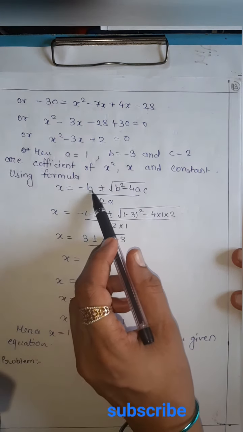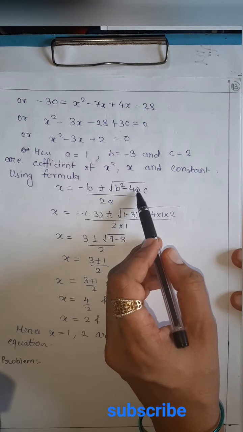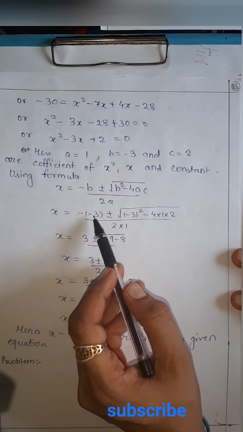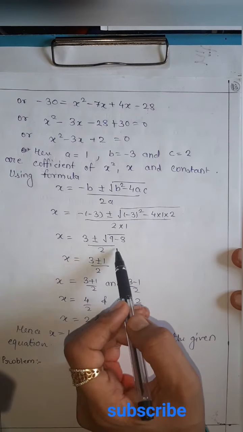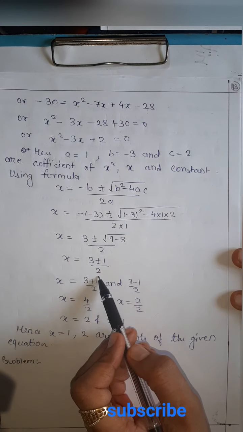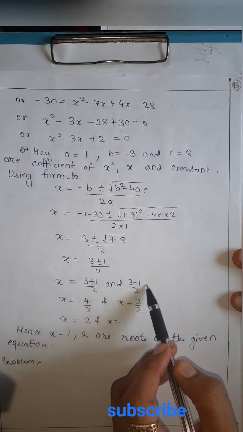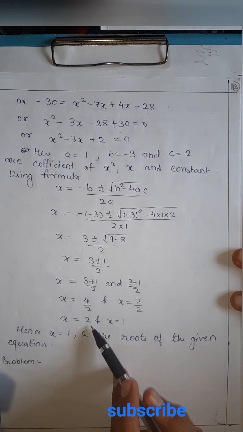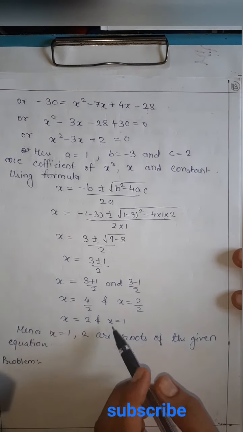So on substituting, putting b is equal to minus 3, a is equal to 1 and c is equal to 2, and again a is equal to 1: minus of minus 3 is plus 3, plus minus under root of 3 square, which is 9, minus 4 times 1 times 2, which is 8, that is 1. So 3 plus minus 1 by 2. Taking one sign at a time, 3 plus 1 by 2, and another time 3 minus 1 by 2. So we get 4 by 2 and 2 by 2, that is 2 and 1. Hence x is equal to 1 and 2 are the roots of the given equation.